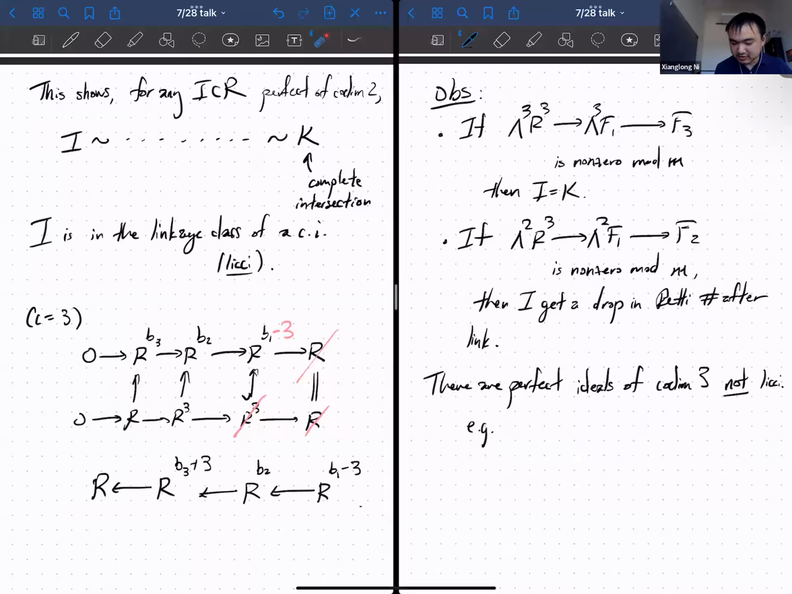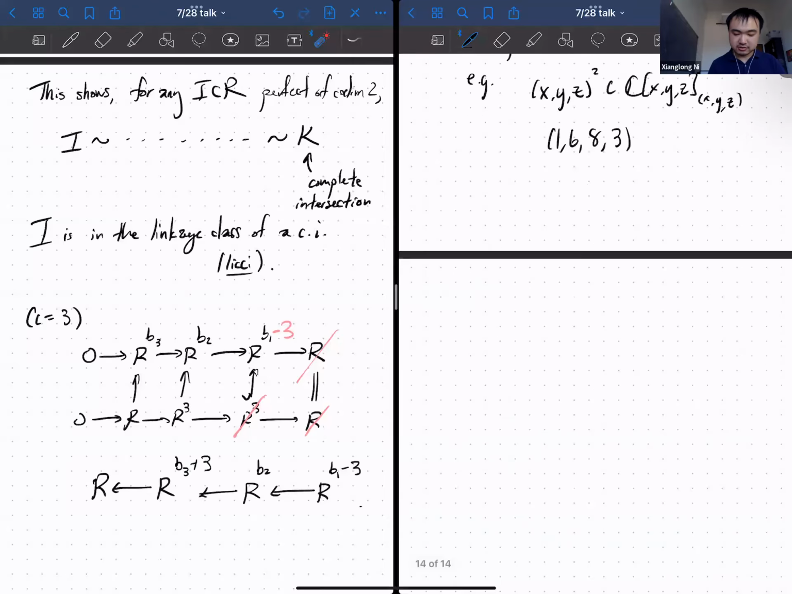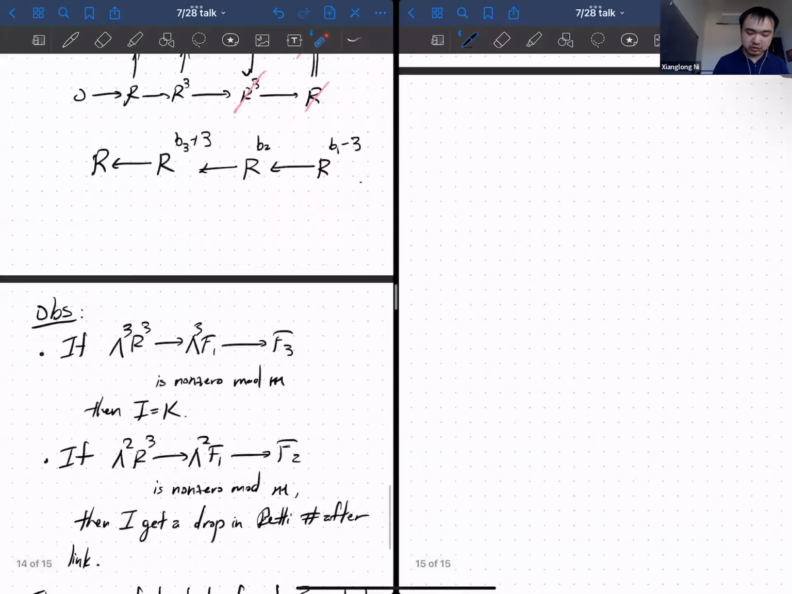And you can take very easy ones. For example, you just take the square of the maximal ideal in three variables. Okay. And the Betti numbers of this ideal turn out to be 1, 6, 8, 3. And in particular, if you draw the T-shaped graph associated to this format, you get something which is not a Dynkin diagram.